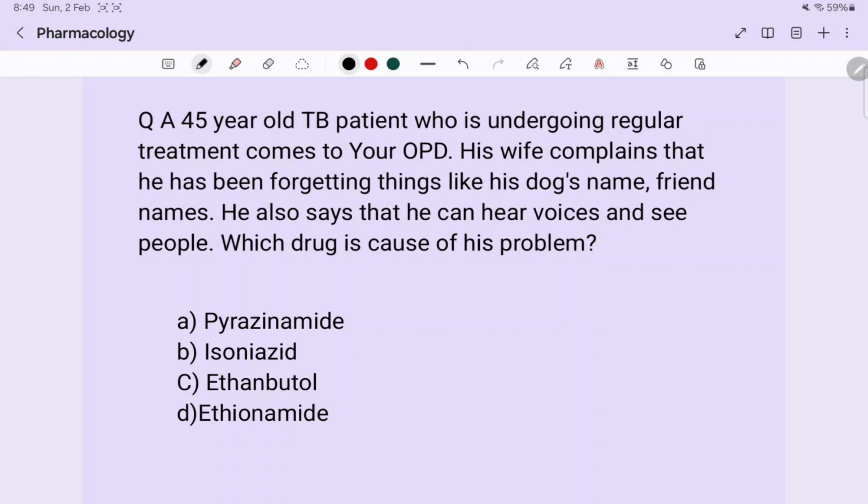A. Pyrazinamide, B. Isoniazid, C. Ethambutol, or D. Ethionamide. So this is a question from the topic TB. Now TB is a very important topic. Why? Because it comes in pharma, micro, path, PSM. So a topic which is coming in 4 subjects becomes a very important topic. Today we are only going to discuss the pharma part of TB.